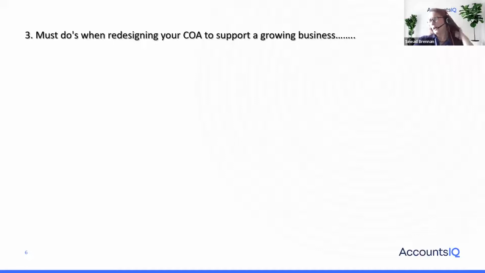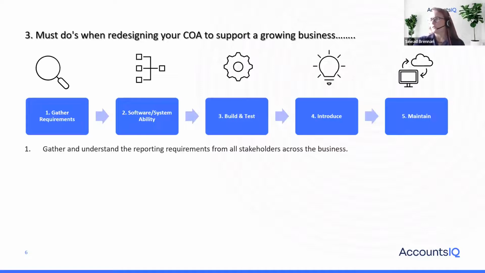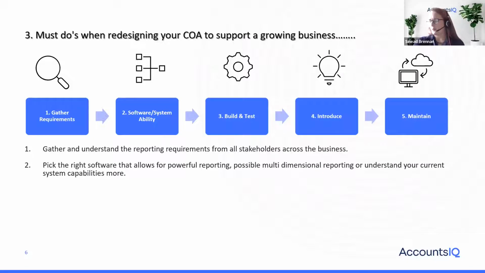So we're going to look at must-dos when redesigning your chart of accounts to support a growing business. These are just a little guide that we tend to use when we have new clients in. We ask them these questions, or hopefully they see the importance in these. So we're going to take a look at the first one: gather the requirements. Gather and understand the reporting requirements from all stakeholders across the business. There may be only a couple of departments that require reporting. Get them involved. What would they like to see? Get them involved in understanding what they want out of it by way of reporting.